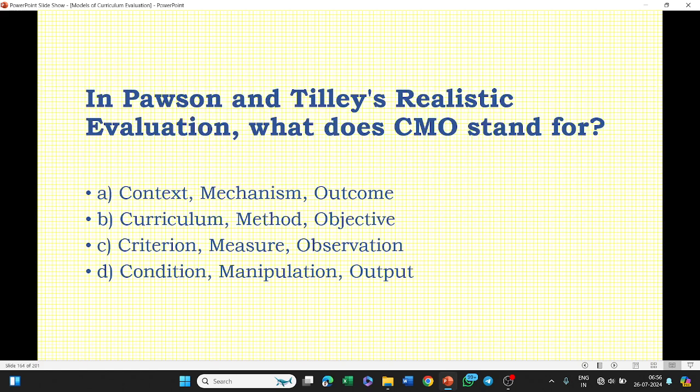In Pawson and Tilley's realistic evaluation, what does CMO stand for? Options: context, mechanism, outcome; curriculum, method, objective; criterion, measure, objective; observation, condition, manipulation, output. The answer to this question is option A, that is context, mechanism, outcomes.